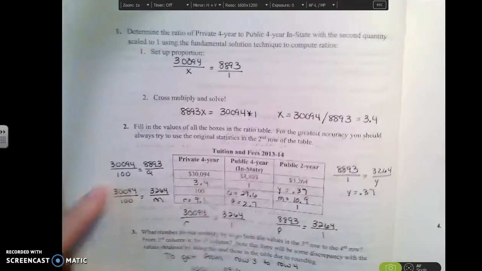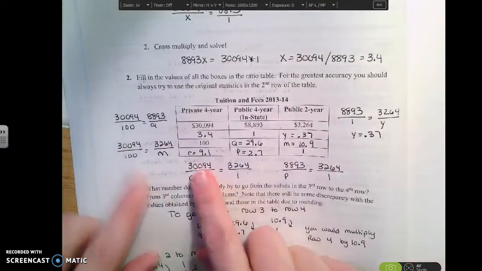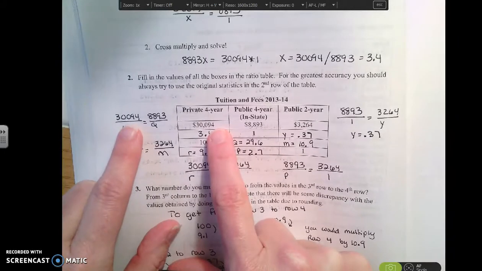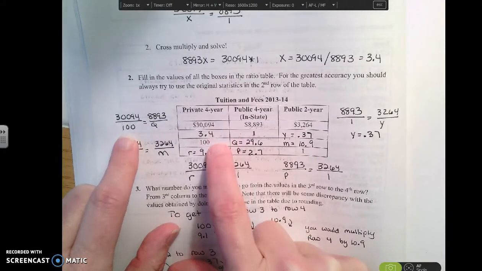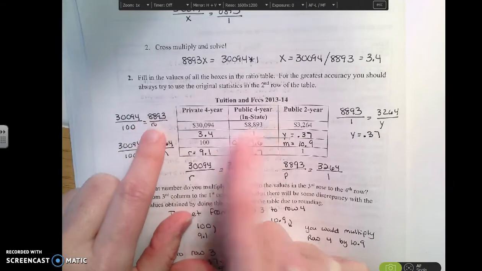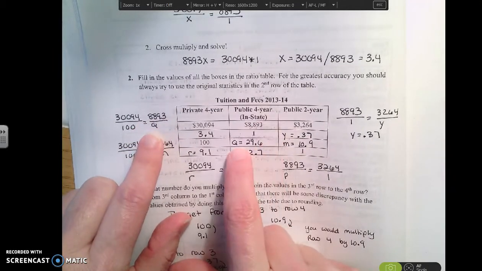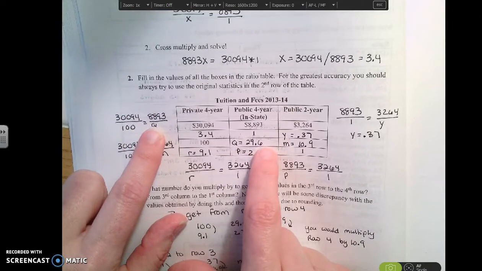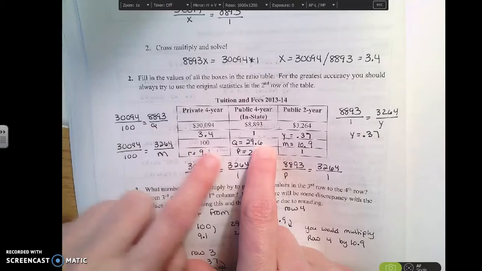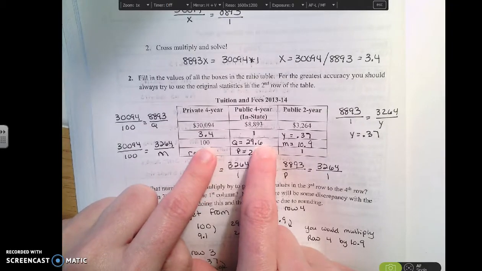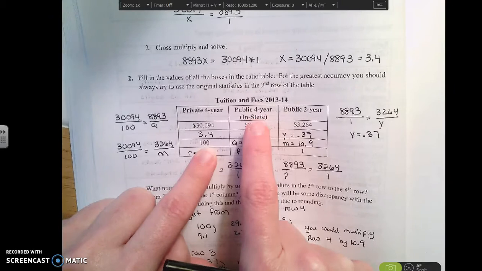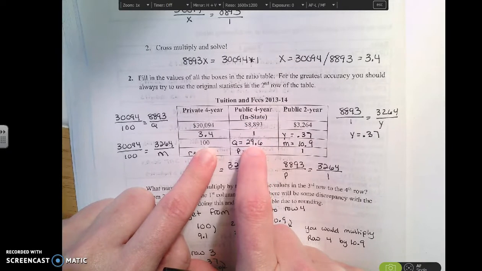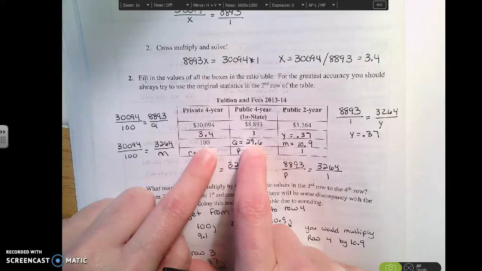So this table is asking us to fill in all the information, so all these comparisons. So we're going to do 30,094 and 100 and 8893, and I called this Q. So when I do the cross product here, I end up with Q is 29.6. So because it's being compared to 100, that's saying that public colleges are 29.6% less than private colleges.